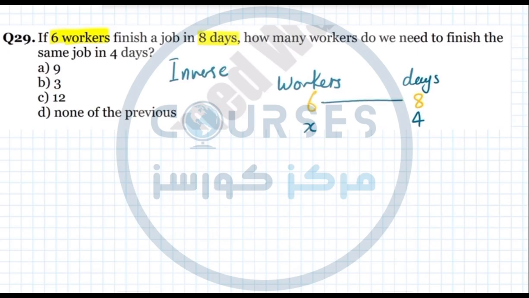So do an L. Your L is connecting the 3 numbers that you have and ignoring the variable. The vertical ones you divide. The horizontal ones you multiply. Mister, what do you mean? X will be equal, multiply the horizontal ones, 6 times 8, divide by the vertical ones, 4. 8 divided by 4 is 2, so that's 6 times 2, that's 12.